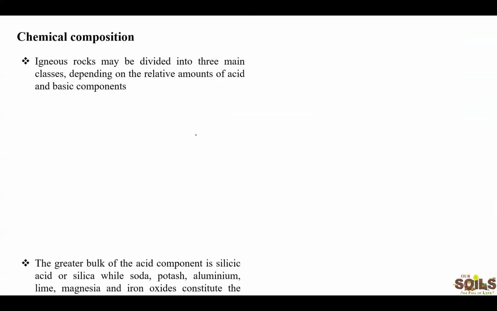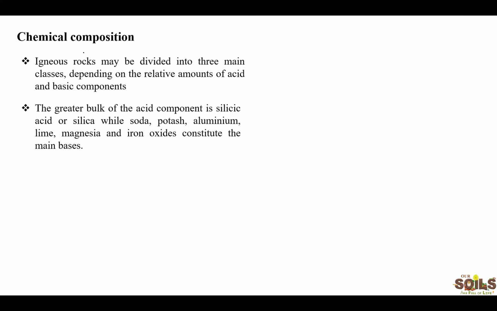Now the chemical composition. Based on the chemical composition, as in the above slide, I have shown many classes about the acid and basic components. So let us discuss. The bulk acid component is silica, while soda, potash, aluminium, lime, magnesium, or iron oxides constitute the base material. Acidity is because of silica or silicic acids, whereas basicity of the rocks is mainly caused by soda, potash, aluminium, lime, magnesium, and iron oxides.